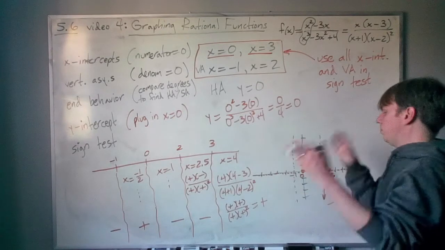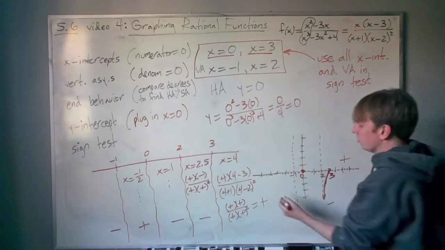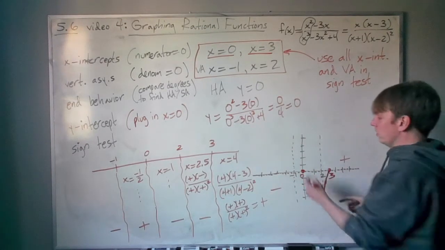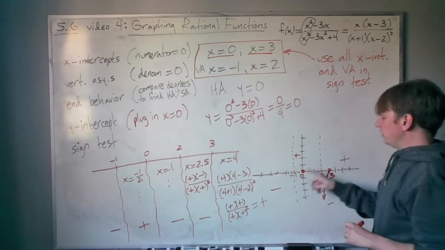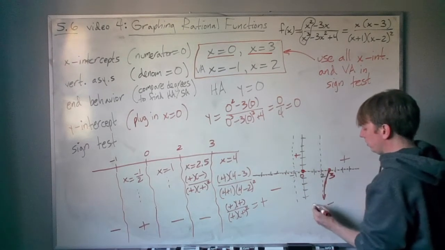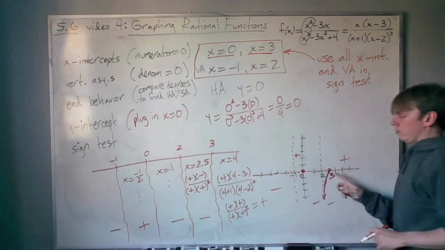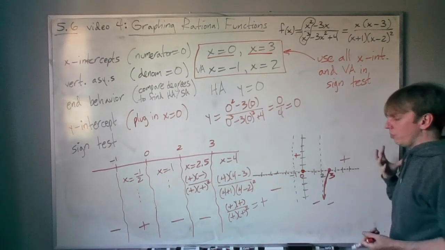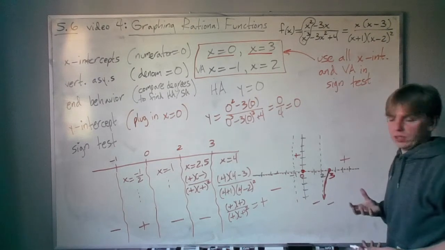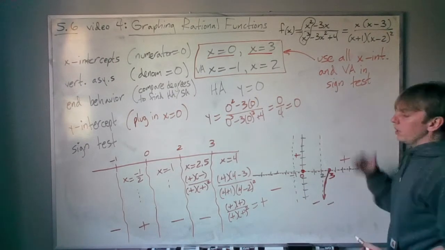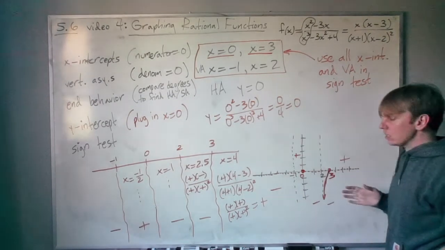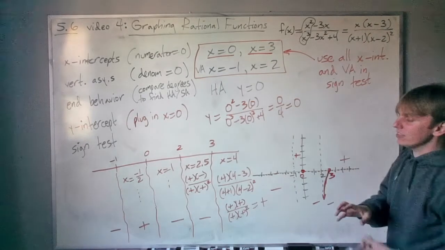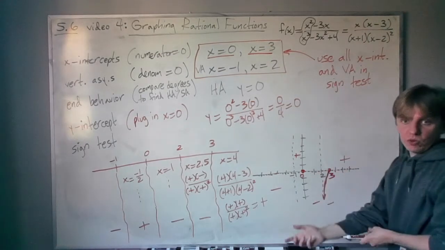Okay, so putting all that on the graph. Left of -1, we're negative. Between -1 and 0, we're positive. Between 0 and 2, we're negative. Between 2 and 3, we're negative. Right of 3, we're positive. So what ends up happening is we've put so much information into this graph that we know when the graph is going to be above and below the x-axis, and we know what happens on both the left side and the right side of every single interval.